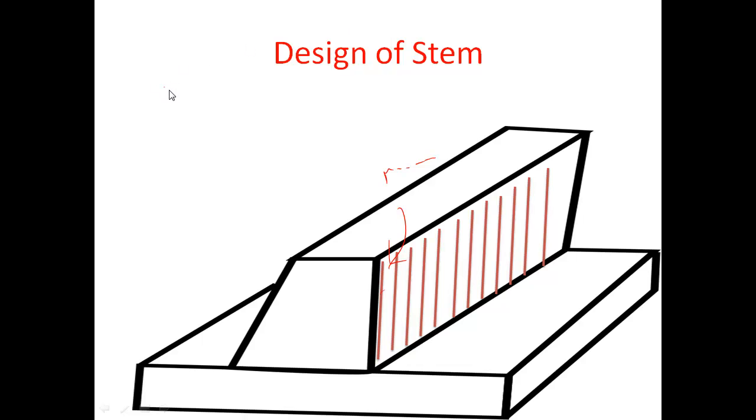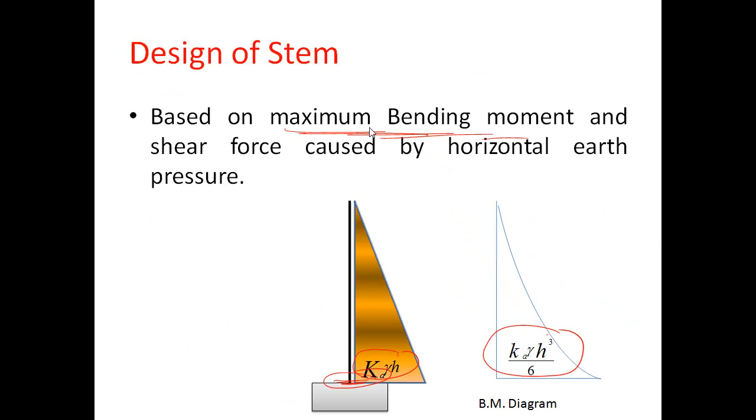Before calculating the main reinforcement, first we have to know the maximum bending moment. The maximum bending moment developed is Ka gamma H cube by 6. So for designing, the design bending moment will be 1.5 times the maximum bending moment. We will design based upon this.